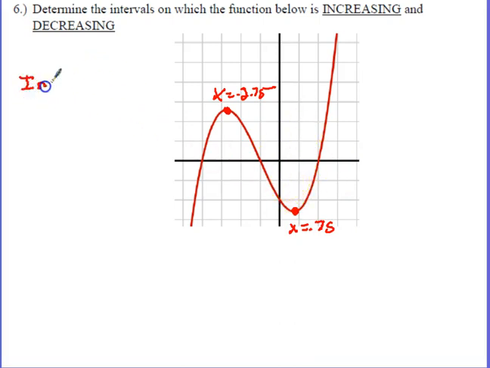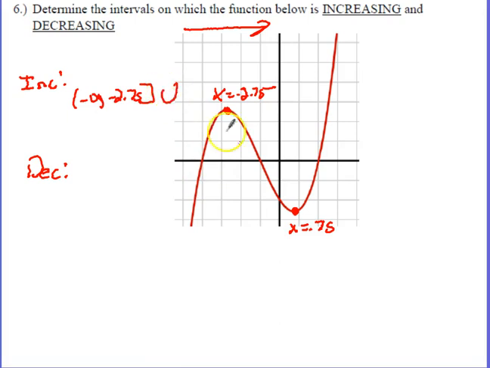So now we're going to write when it's increasing and decreasing in interval notation. So we'll do increasing first. Remember, whenever we are looking for increasing and decreasing, we are moving from left to right. So in this part here, it starts out increasing. So it's going to be from negative infinity up until that negative 2.75, and we'll put a bracket.